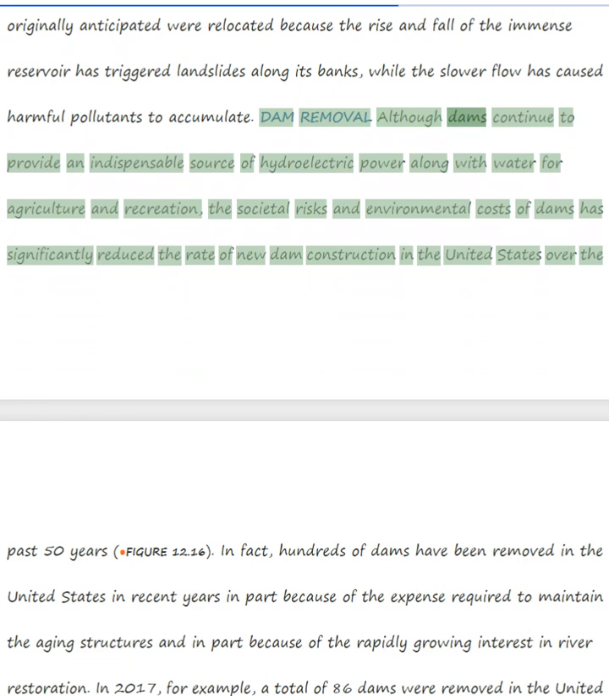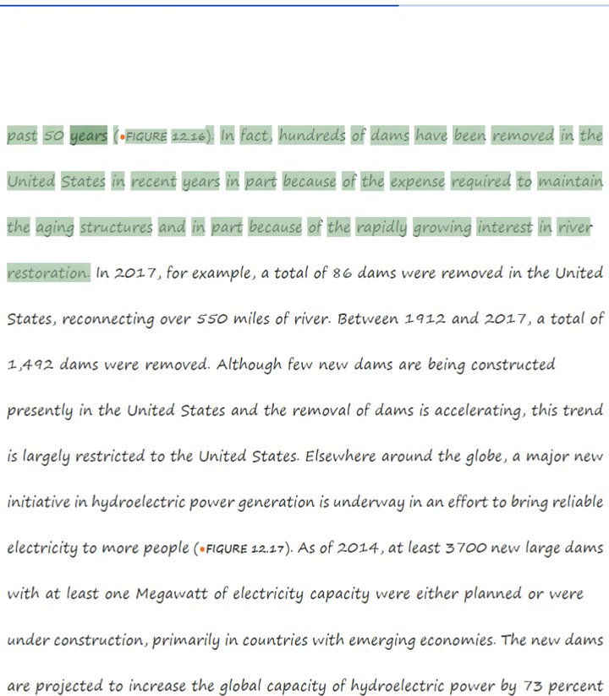Dam removal. Although dams continue to provide an indispensable source of hydroelectric power along with water for agriculture and recreation, the societal risks and environmental costs of dams has significantly reduced the rate of new dam construction in the United States over the past 50 years. In fact, hundreds of dams have been removed in the United States in recent years, in part because of the expense required to maintain the aging structures and in part because of the rapidly growing interest in river restoration.